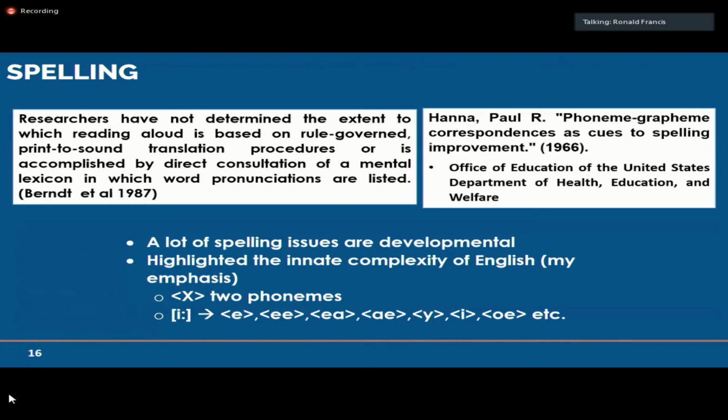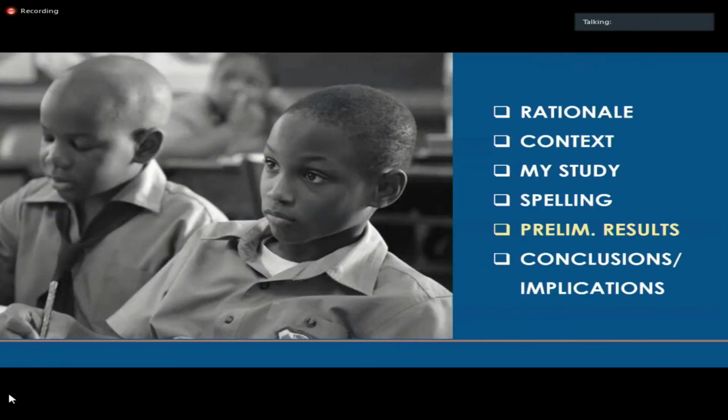They highlighted the innate complexity of English. Of course, that is my emphasis. Two examples of that are X, for example, which is two phonemes, right? So it's k and s. Or the fact that English is quite opaque in terms of the relationship between graphemes and phonemes. So the E sound has multiple spellings, for example, I think about 12 of them in the English language.